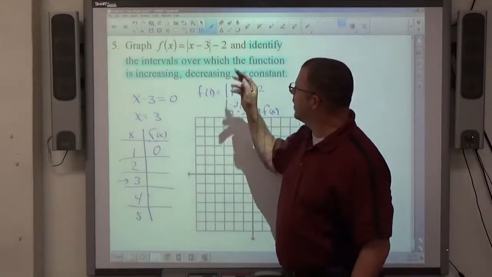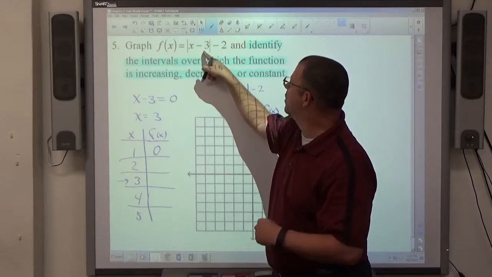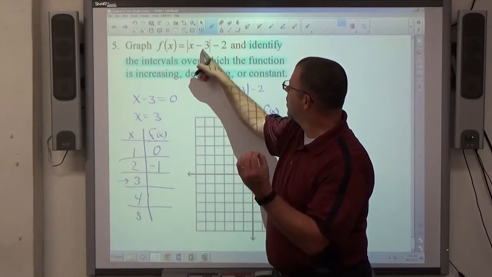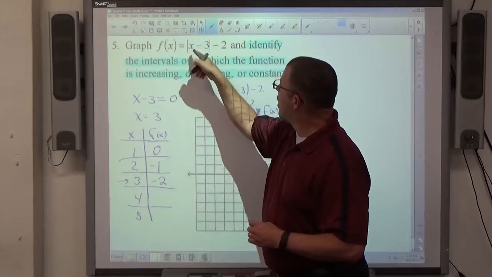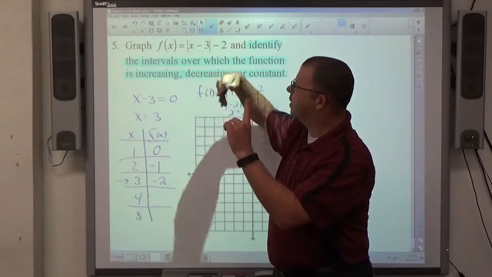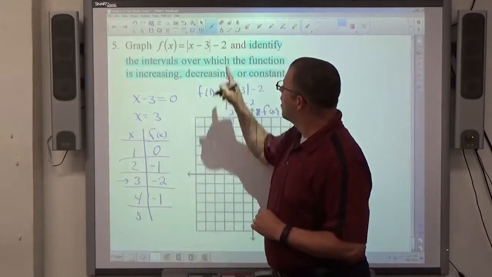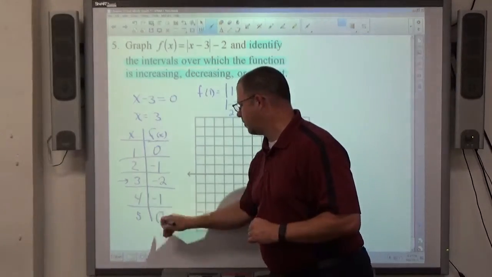For 2, same idea. 2 minus 3 is negative 1. The absolute value bars make it positive 1. 1 minus 2 is negative 1. If I try 3, 3 minus 3 is 0. Absolute value is 0, 0 minus 2 is negative 2. Try 4, 4 minus 3 is positive 1. The absolute value bars keep it positive 1. Minus 2 makes negative 1. 5 minus 3 is 2. Absolute value keeps it 2. 2 minus 2 is 0.